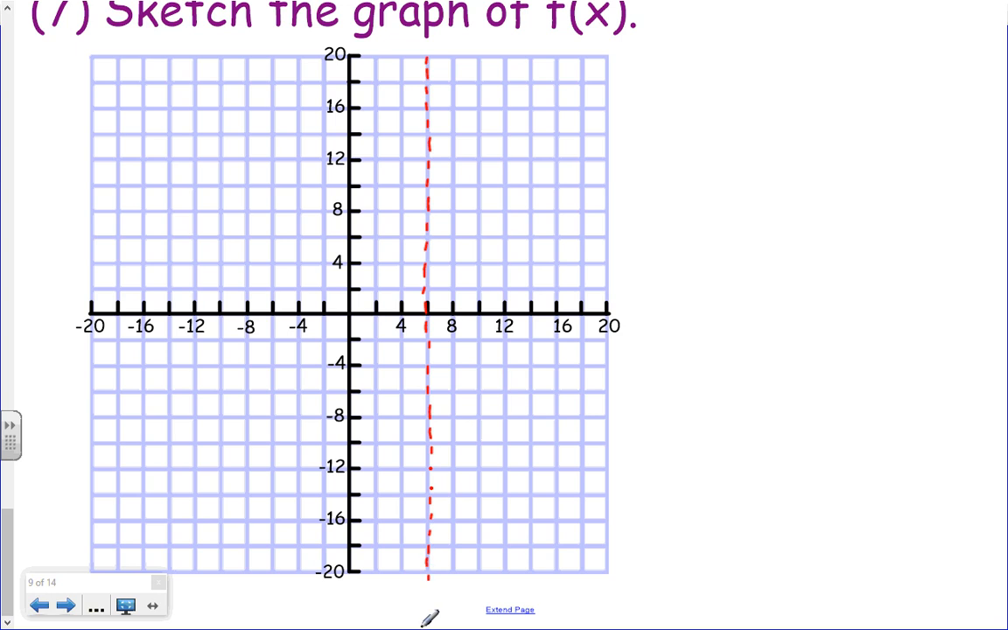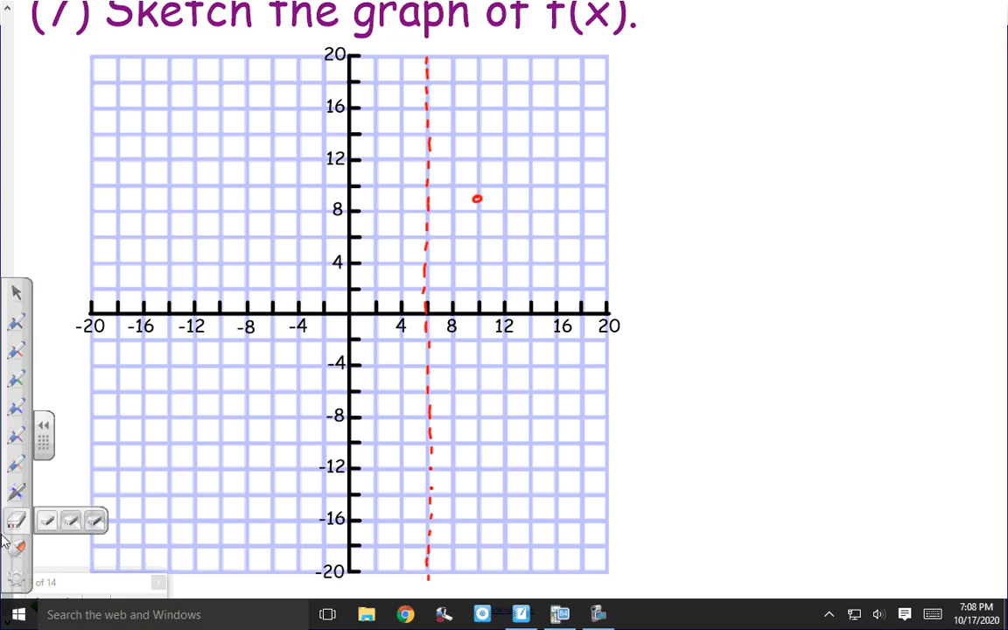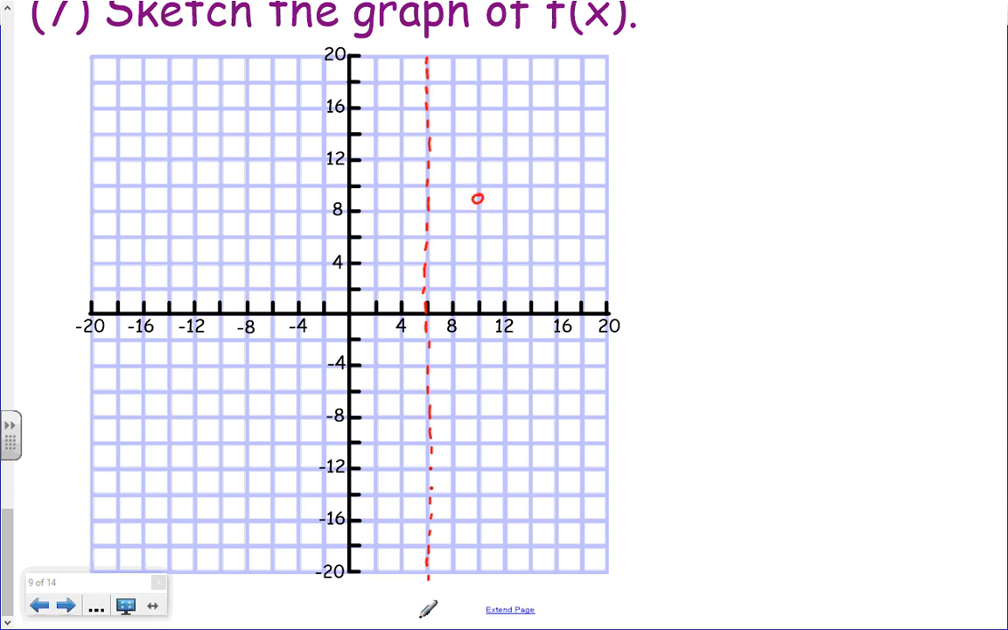We said we had a removable discontinuity at 10. X is 10, so there's 10 and 8.75. So 8.75 would be about halfway between here, it looks like. I'm going to put an open circle there. Maybe I should make that a little bit bigger so it's clear that it's an open circle. Let me do that. So at 10, 8.75. There we go. And we said we had an x-intercept at -1 and 2/3. So there's -2. That's close to -2 here. So let's mark that right about here.